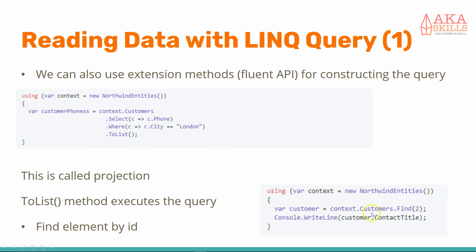How can we find an element by ID? Well, I'm going to say context.customers and here .find with 2, and with that you're going to find the customer with ID 2. And after that you can print on the console, for example, .contact title. Now, .contact title, you can use it because you're not doing projection. But if that's again the only property that I'll need, then I'll say customers.select here, and I'll say customer goes to customer.contact title. And after that we'll have .find. Before that, .customers.